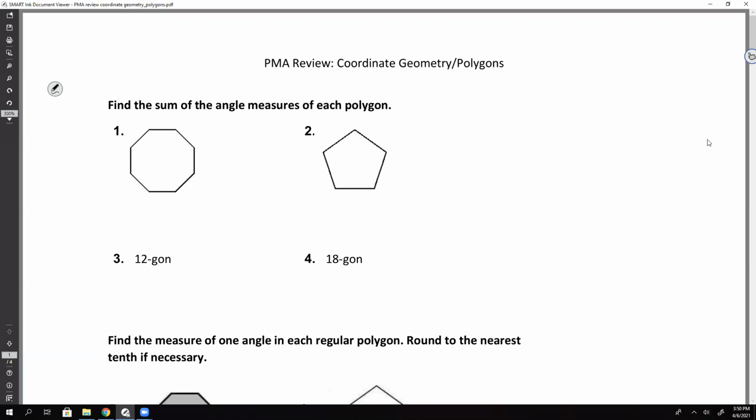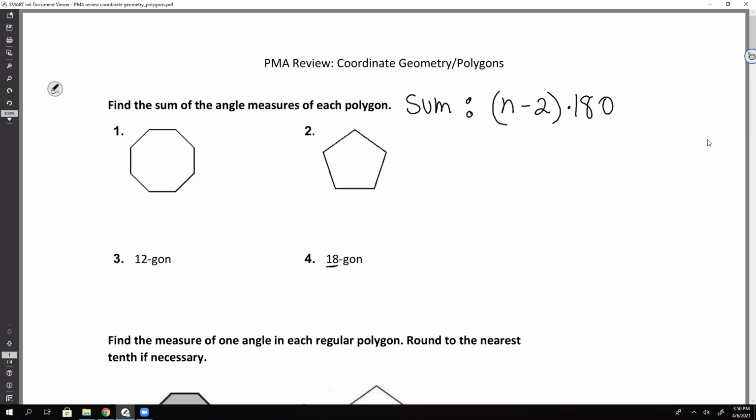So the formula is, and this is for the sum, okay? The sum, the formula is n minus 2 times 180. So if they ask you to find the sum of the angles in the polygon, that's what you're going to do. And remember, n is the number of sides. So if you get like 1 or 2, you just count the sides, and that's n. If you get a problem like 3 or 4, you just look at the number right there.